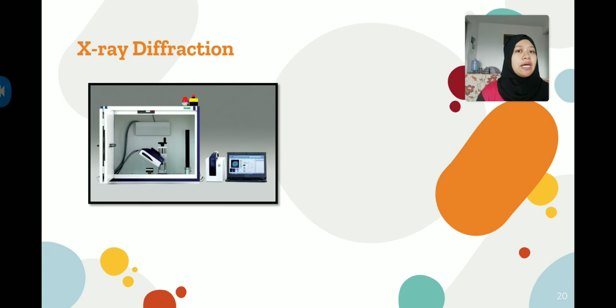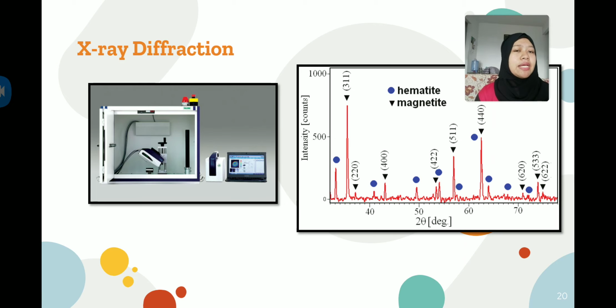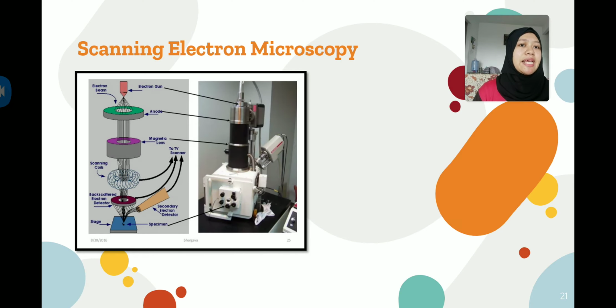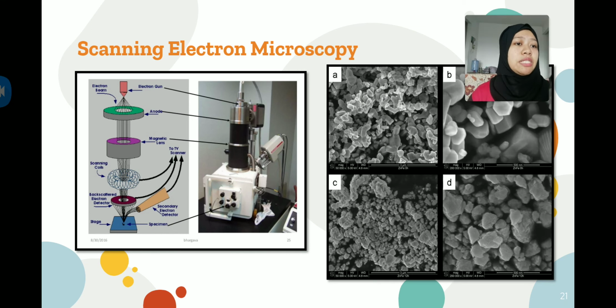Okay, so we move to the instruments. Basically, in hematite synthesis, one instrument is X-ray diffraction. This instrument is used when the sample has a mixture of many phases of iron oxide, such as hematite and magnetite. And the second is scanning electron microscopy. This is a very common piece of equipment because we want to see the morphology of the hematite obtained.